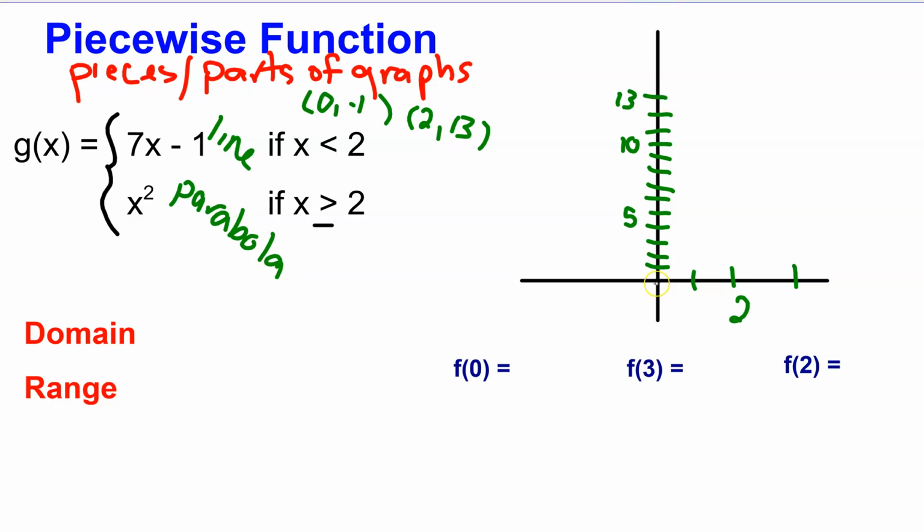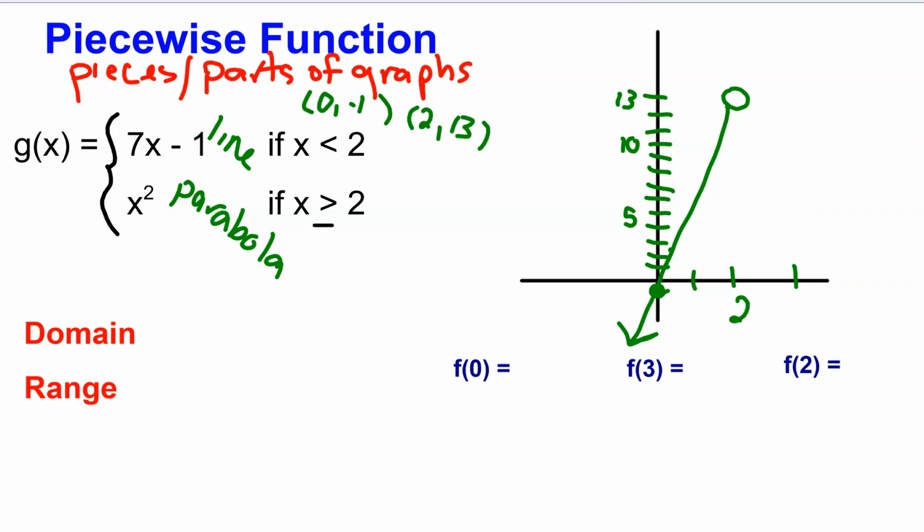So at 0, it's going to be at negative 1. So here's one of my points. And at 2, it's going to be at 13, but it's going to be an open circle because it doesn't include the 2. It's just all the points less than 2. So this line would normally go all the way up, and you'd have arrows at the end. But I only want to see the part of the line that is from 2 to negative infinity. And that's what it's going to look like. That's the part of the line, the piece of the line that we're looking at.